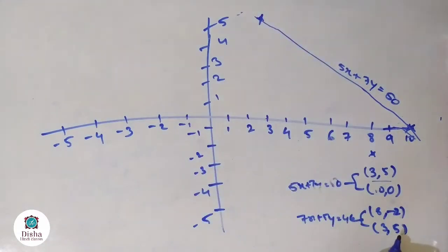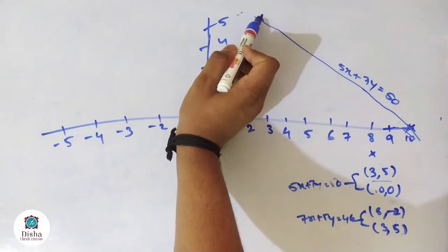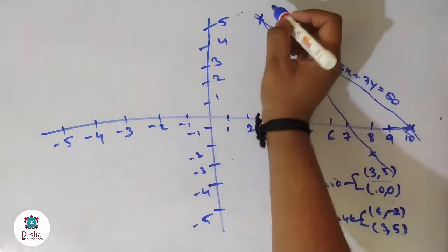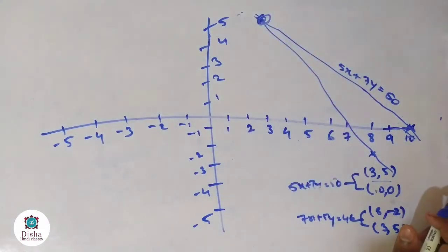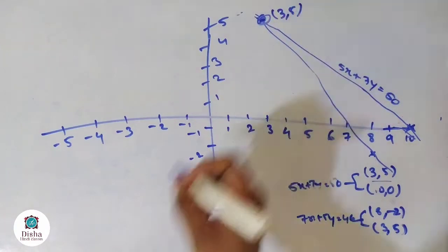Wait, not 3 comma 5. I think, yes, 3 comma 5 only we have. So from here this point will go like this. So these are intersecting at 3 comma 5 only. From the solution itself we can say that these are intersecting at 3 comma 5.